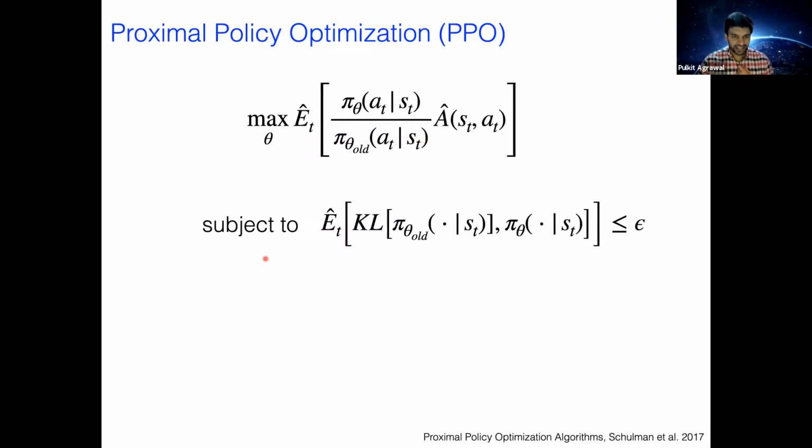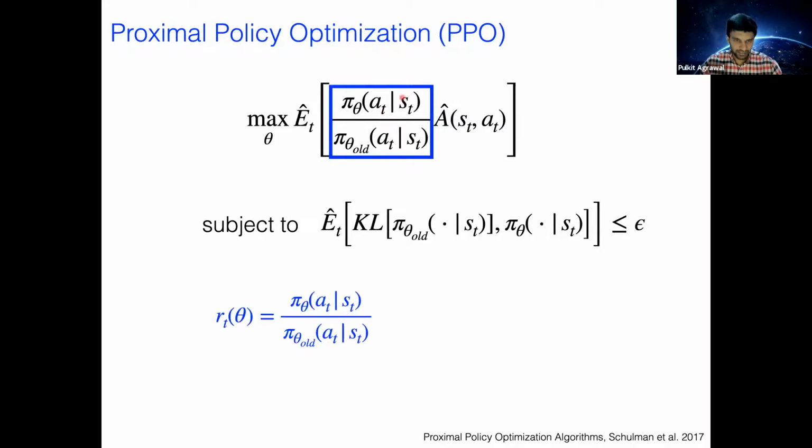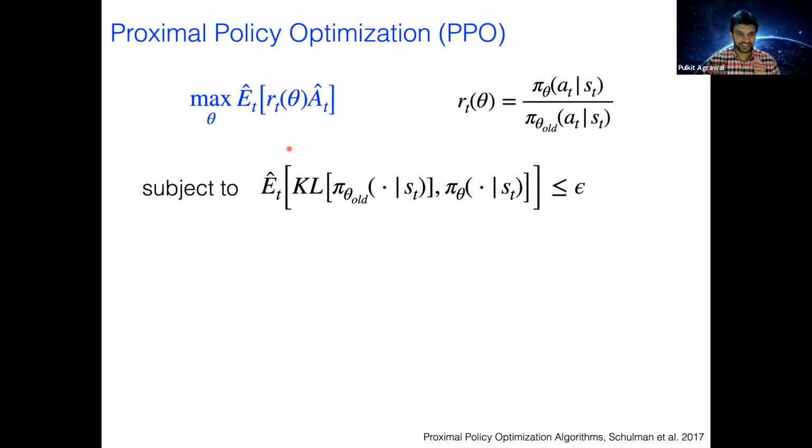Now, what do I mean by clipping? So remember, this was the objective I was trying to optimize. Now again, to be consistent with the notation in the paper, I'm going to rewrite this term, which is the ratio of the actions with my current policy and my old policy, as this term r_t. And r of theta old is equal to 1, which is expected. So now with this rewriting, my objective function looks as follows. I have my ratio term and I have my advantage function.